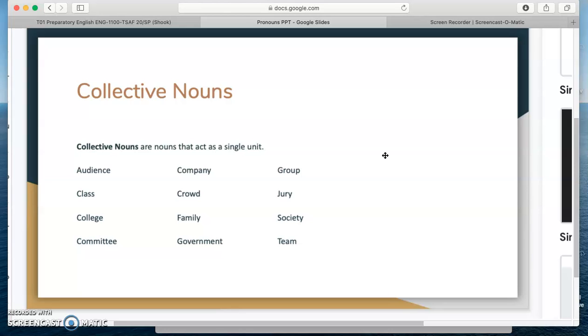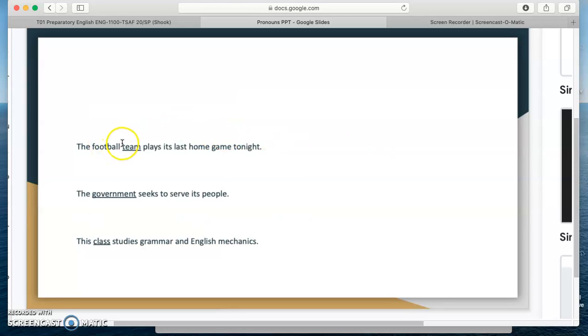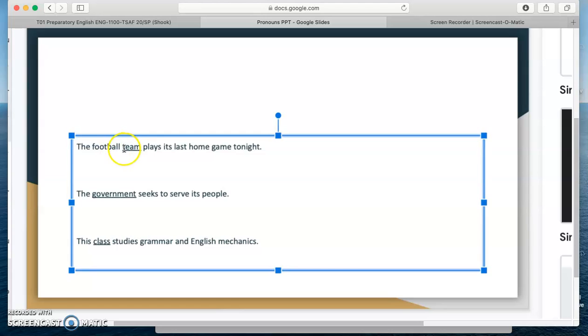And what they might look like in sentences: the football team plays its last home game tonight. The government seeks to serve its people. And the class studies grammar and English mechanics. As you see here, the football team, we know that there are multiple people on a football team, plays, you see that S right there for plays, and we even see the singular its last home game tonight. Do you remember in the first slide how we said that a pronoun can replace another pronoun? Well, here we have a pronoun replacing a collective noun.